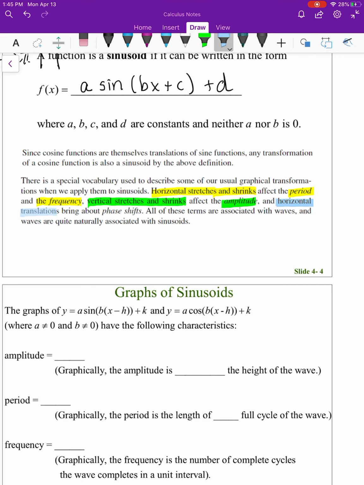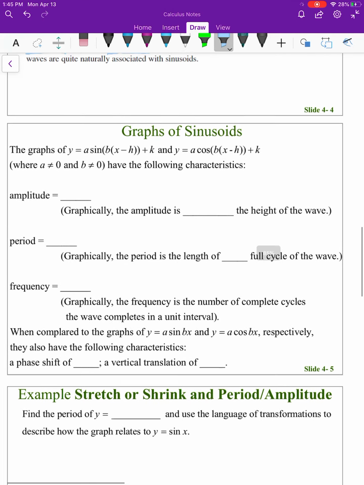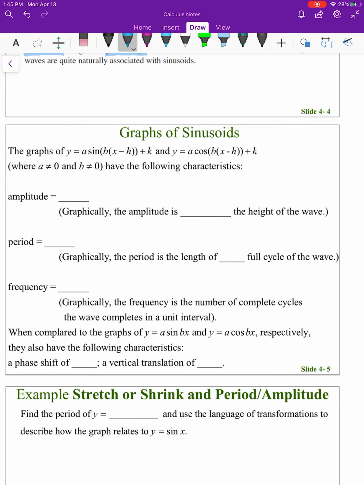And then you've got your horizontal translations, which have to do with your phase shift. So you're going to have to remember, because we're going to be finding the period and the frequency and the amplitude and the phase shift, and you're going to need to remember which one is associated with which. Okay, so here we go.